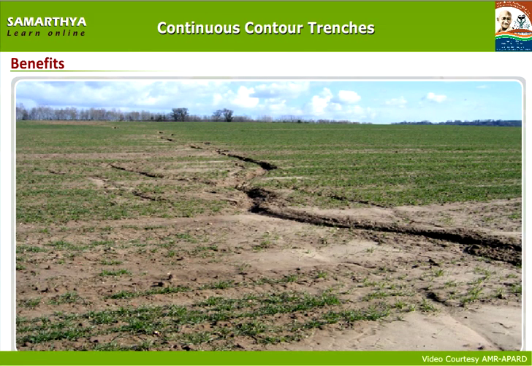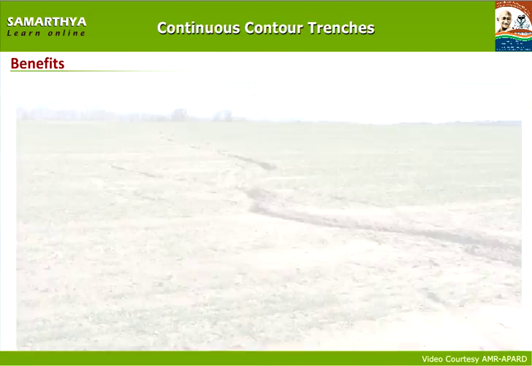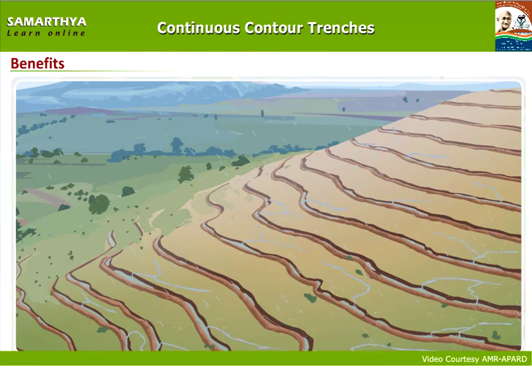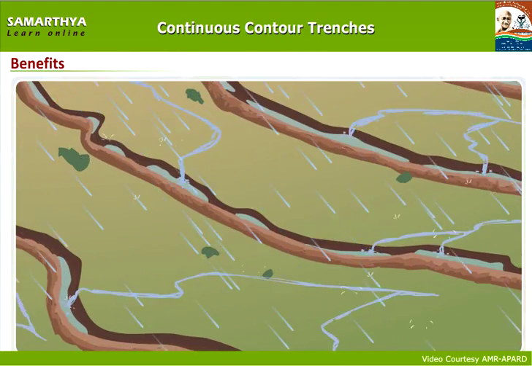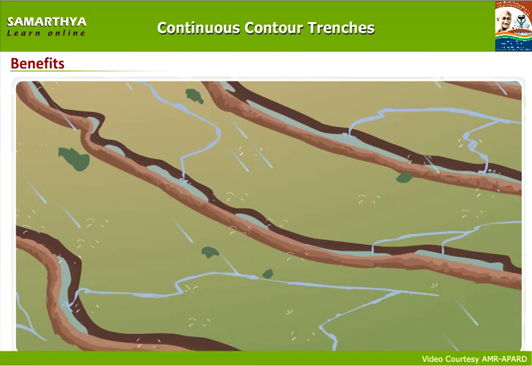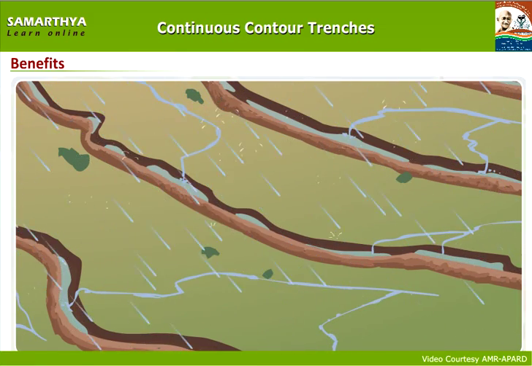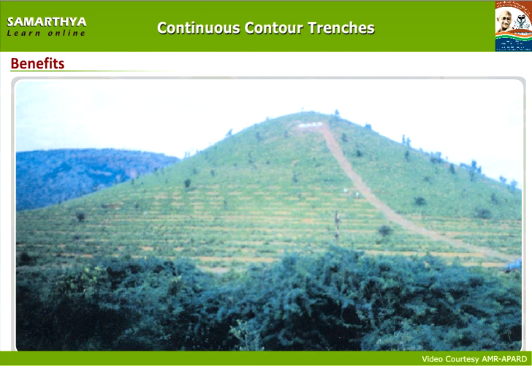By digging continuous contour trenches, the soil erosion is minimized. At the same time, the rich and fertile soil is protected. The absorption of rainwater in these trenches helps increase soil moisture and underground water resources. A suitable environment for growing trees is created because of the increase in soil moisture.